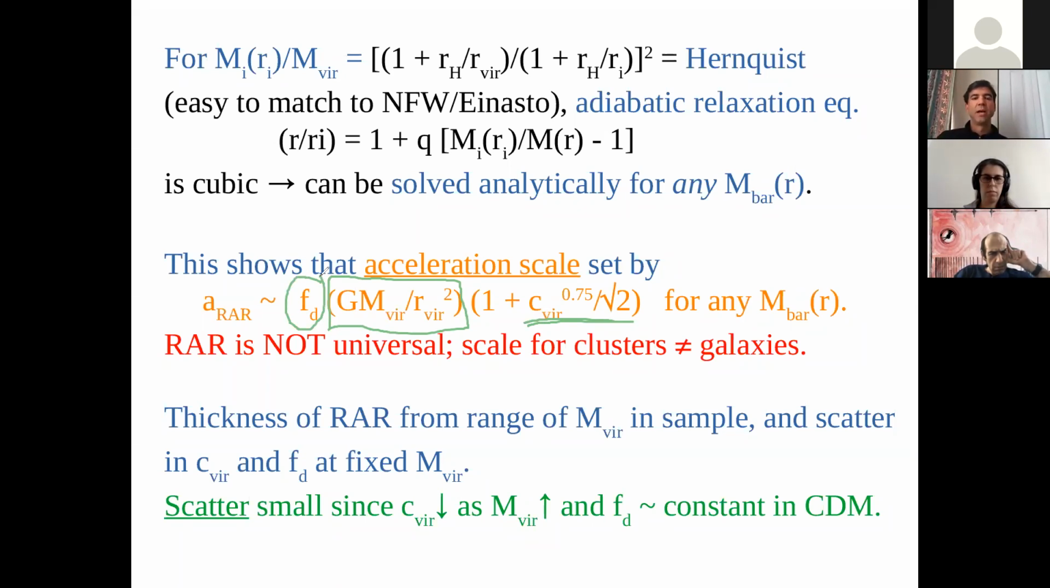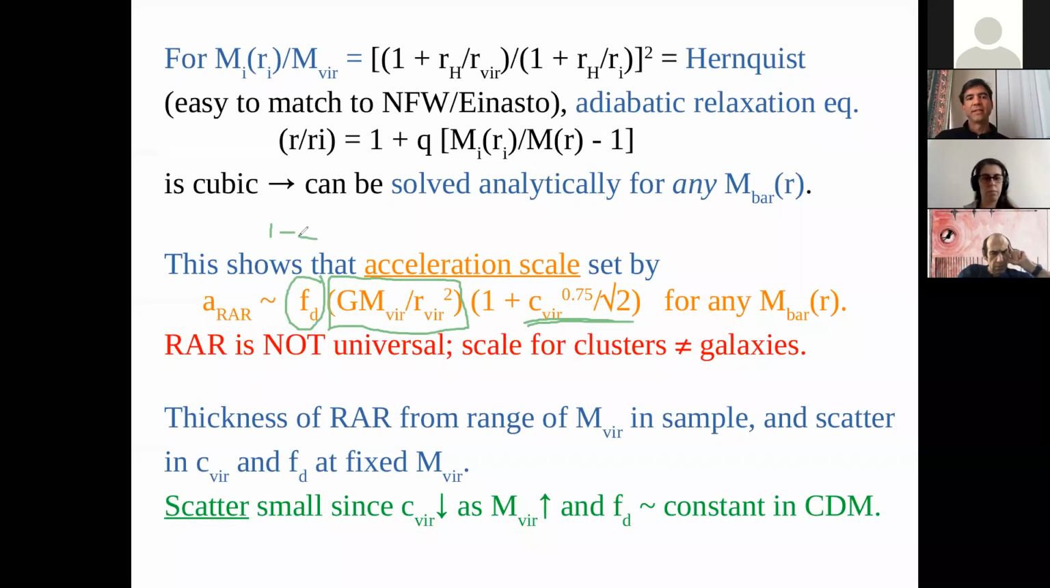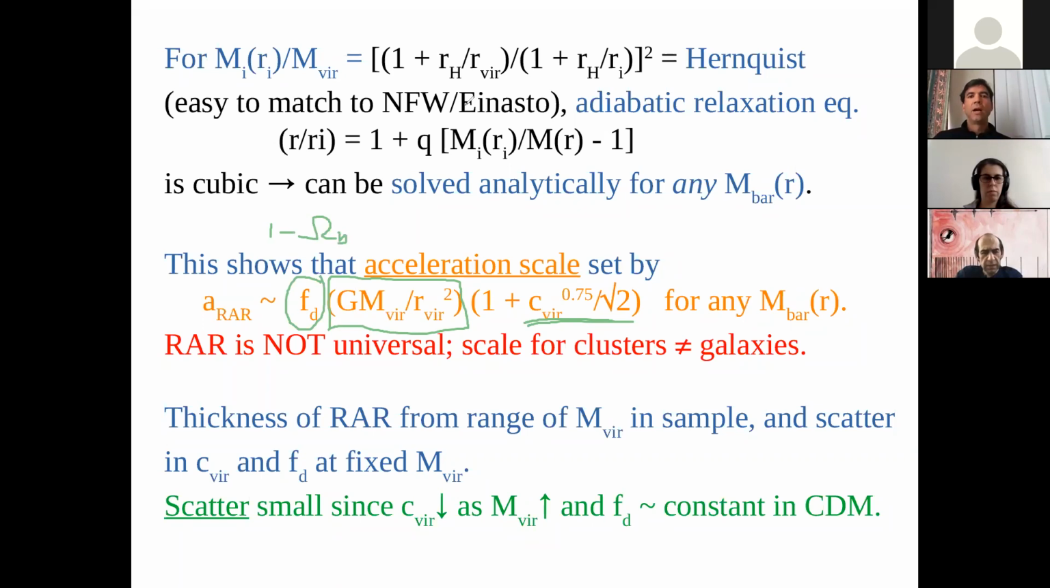So this one is usually 1 minus the baryon fraction, right? Right. Okay, that makes sense. Thanks.